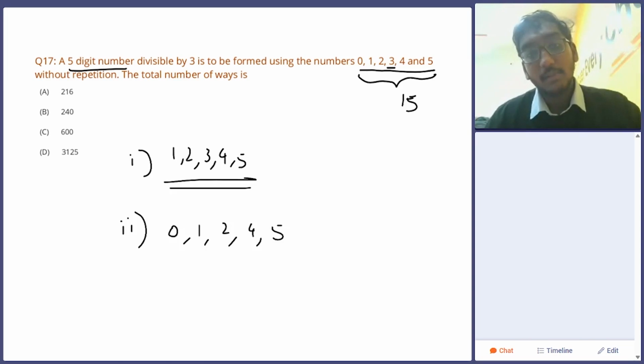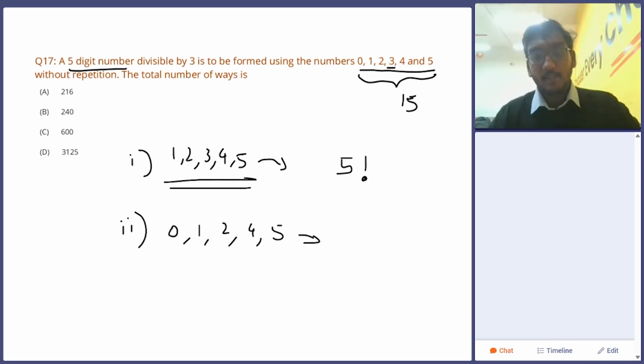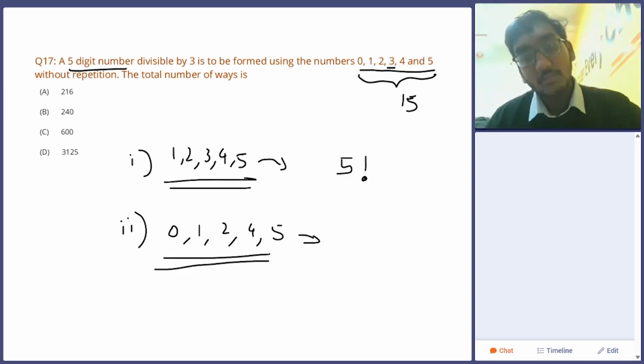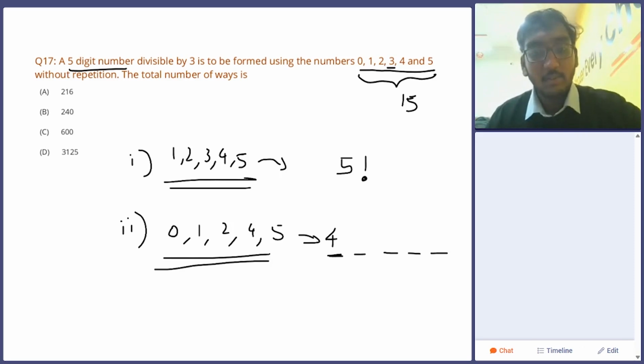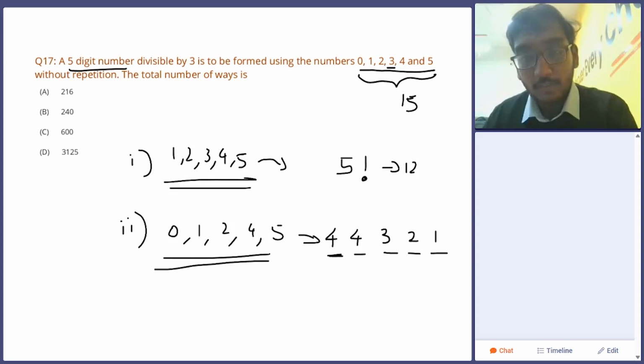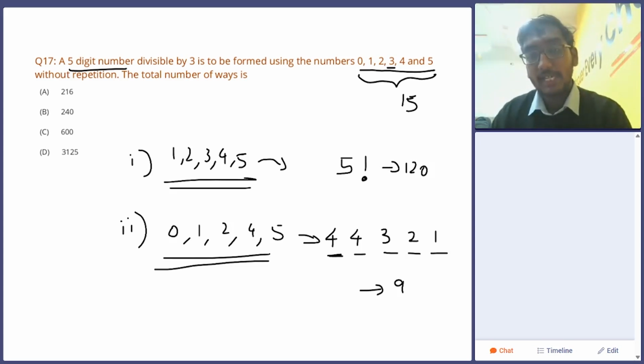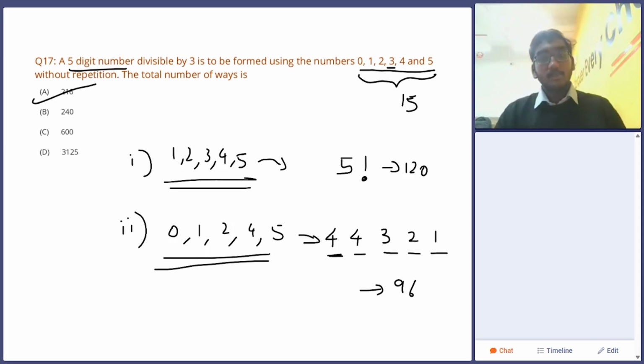How many such 5-digit numbers can be formed using these 5 numbers? It will be 5 factorial, that is 120. Likewise, using 0, 1, 2, 4, 5, how many 5-digit numbers can be formed? The first number obviously cannot be 0, so there are only 4 possibilities in the first position. For the second position, again 4 possibilities, then 3, 2, and 1. So this is 96 ways. Put together, it will be 216 ways. 216 such 5-digit numbers can be formed using 0, 1, 2, 3, 4, 5 which are divisible by 3.